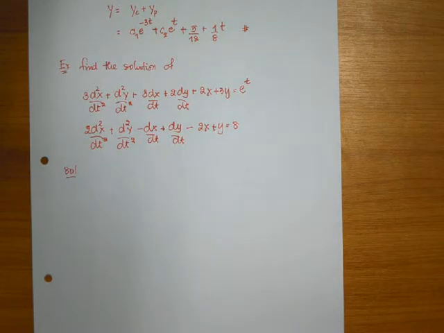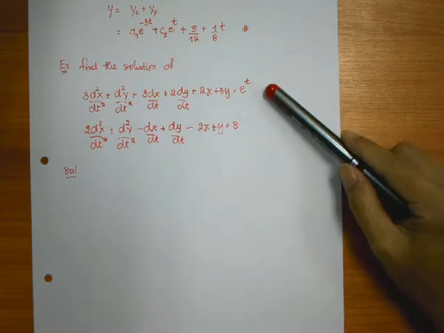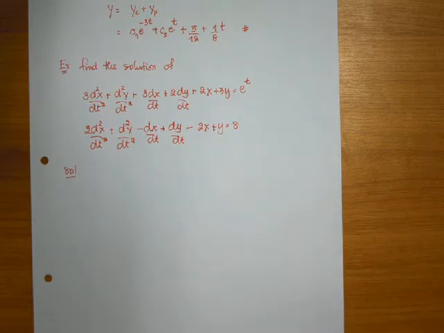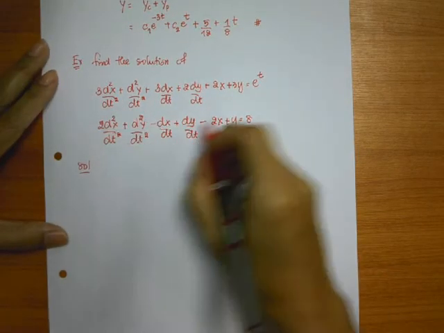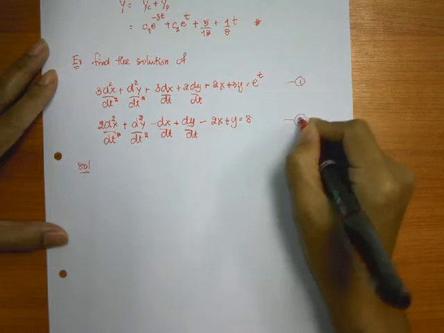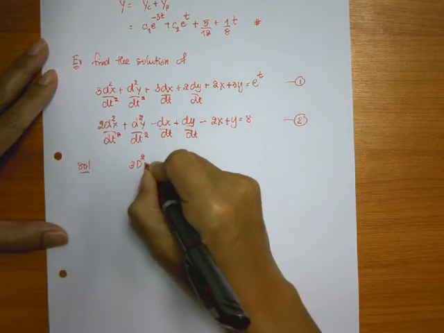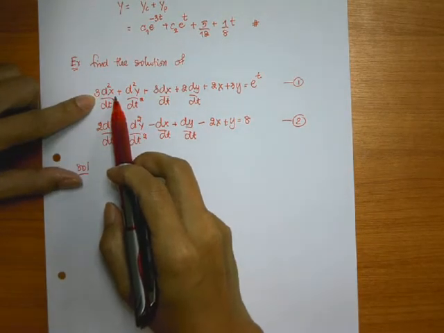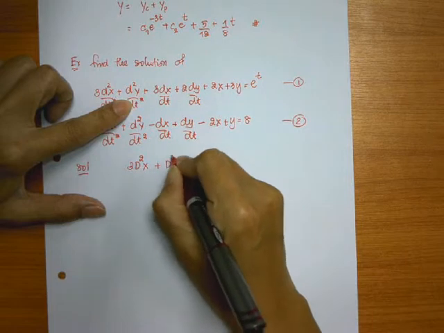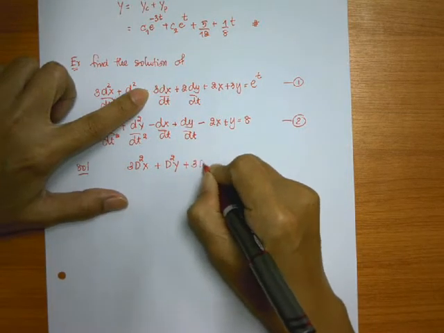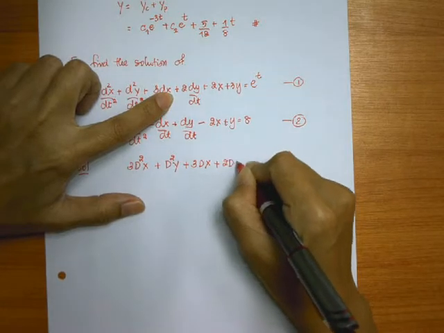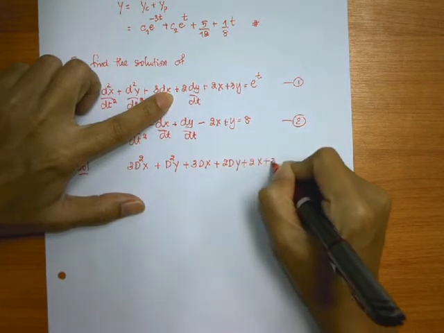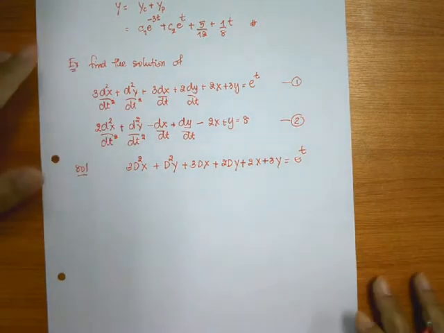Okay, so after you see the linear system like this, the first thing that you got to do is to start writing the equation down in the term of operator D. So then our first equation, we would get what? 3D squared x, right? This one is 3D squared x. This one, D squared y plus 3Dx plus 2Dy plus 2x plus 3y equal to exponential of t.